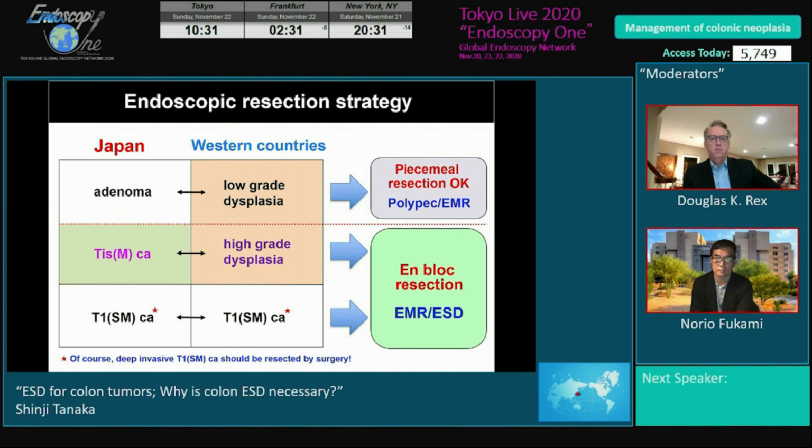Low-grade dysplasia in Western countries is benign adenoma, so piecemeal resection is permitted. On the other hand, high-grade dysplasia in Western countries is actually intramucosal carcinoma. So en bloc resection is recommended to obtain detailed pathologic findings. Shallow SM invasive carcinoma should also be resected en bloc.